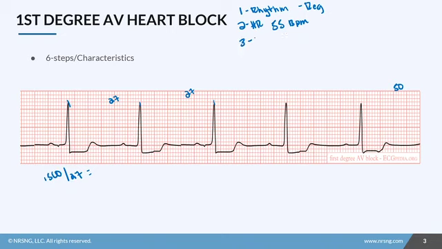Now in step number 3, I got to look at the P to QRS ratio. Do I have one P wave followed by one QRS? And I do. Every P wave on this is followed by a QRS. So my P to QRS ratio is 1:1.